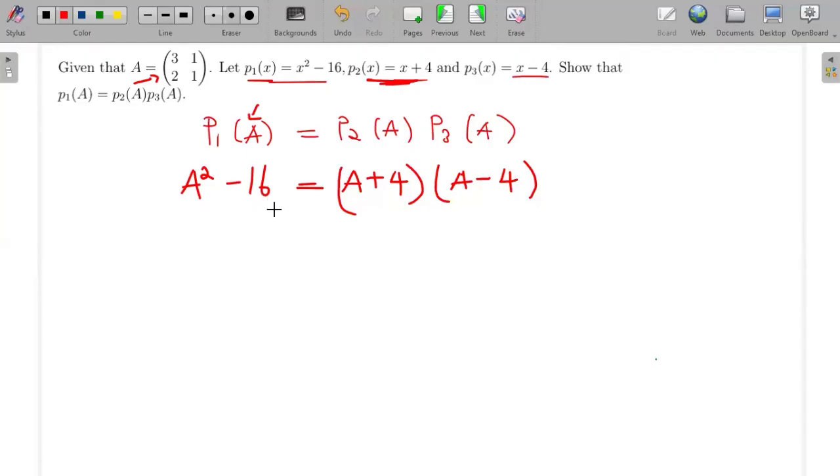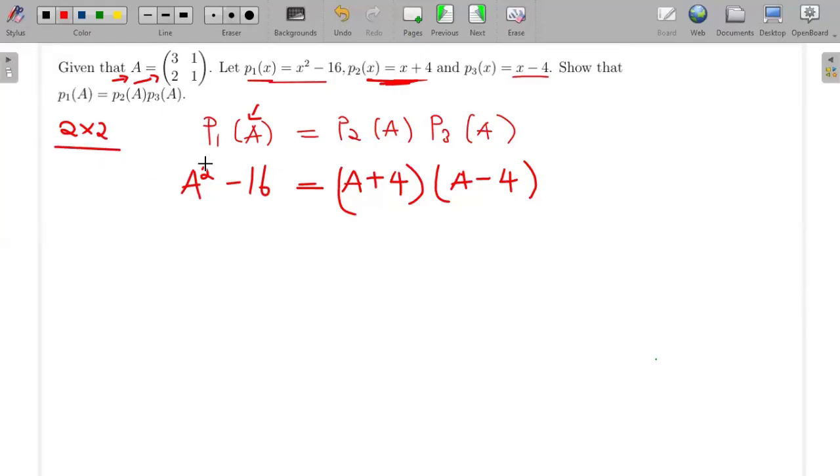So what do we do? We always turn the constant into a matrix. So how do we do that? We multiply this constant by the identity matrix with the same order as the matrix that was given. This matrix here has 2 rows and 2 columns, so its order is 2 by 2. So I'm going to multiply this 16 by the identity with the same order as this.